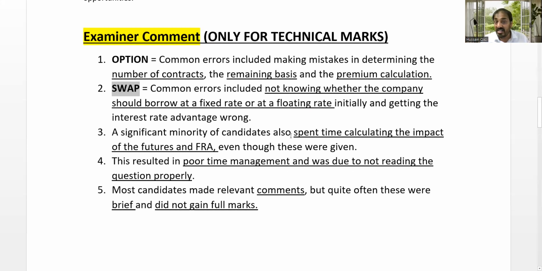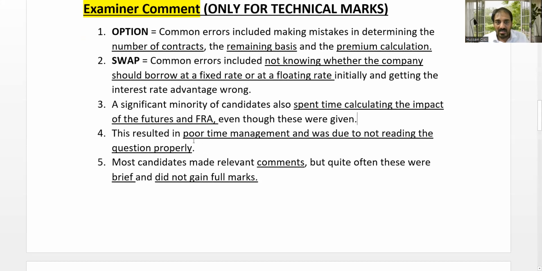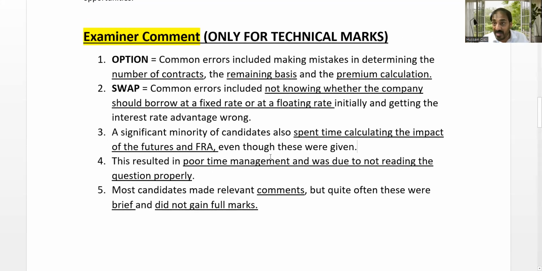A significant minority of the candidates spent time calculating the impact of futures and FRA, even though these were given. This statement, I must say, shows that students were not reading the question properly and very carefully. If FRA and futures are already available, this results in poor time management, due to not reading the question properly.